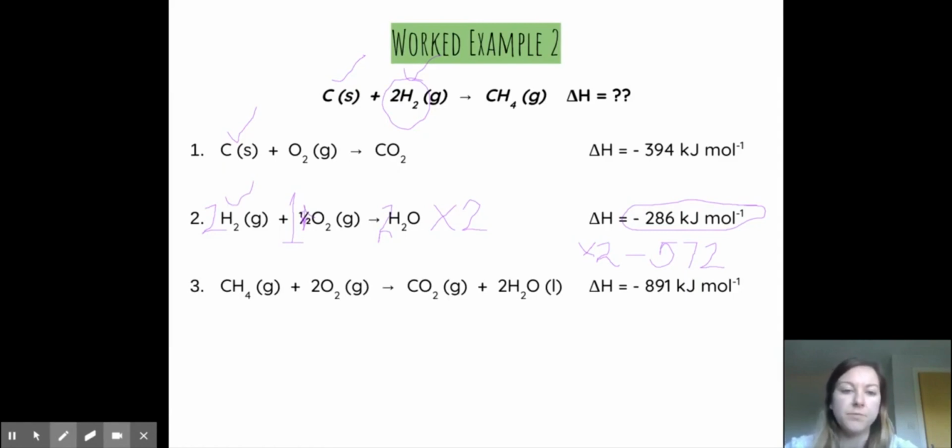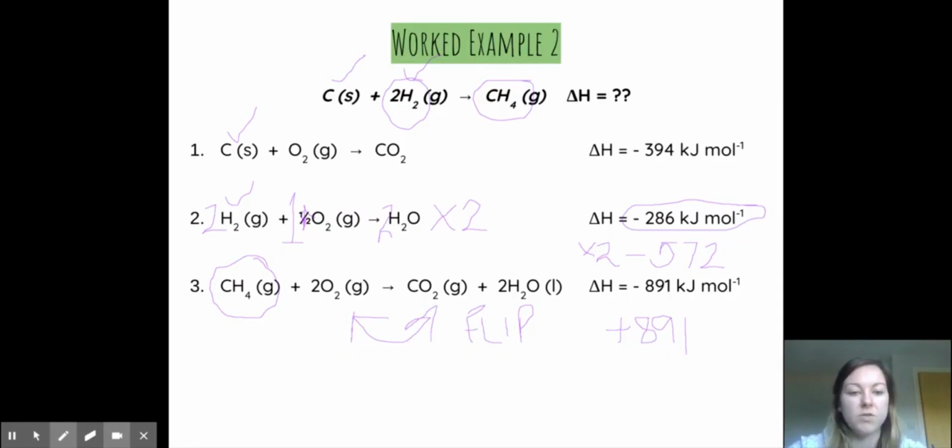Now the last equation, we have our methane on the left. We want our methane on the right. So what we're going to have to do is flip this. So what that does is that will make our delta H into a positive 891 rather than a negative. Because if the forward reaction is exothermic and we flip it, the reverse reaction is endothermic. So now we have this equation flipped. We have all of our reactants in the right places.